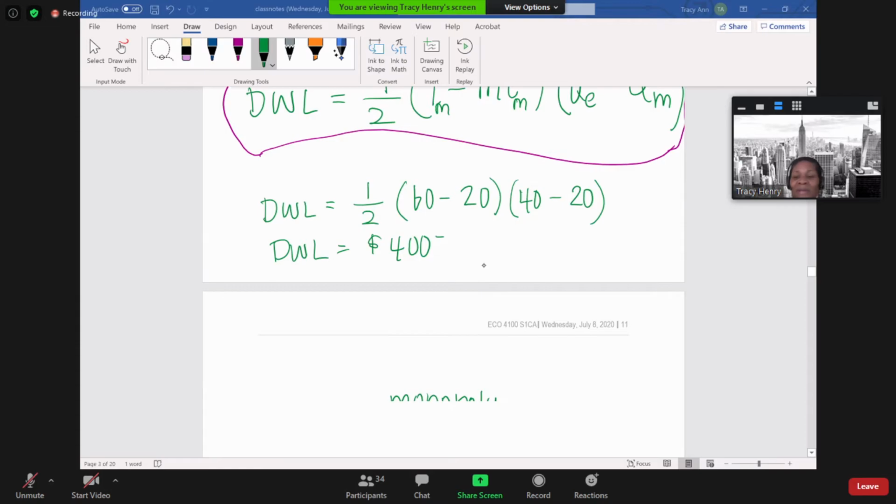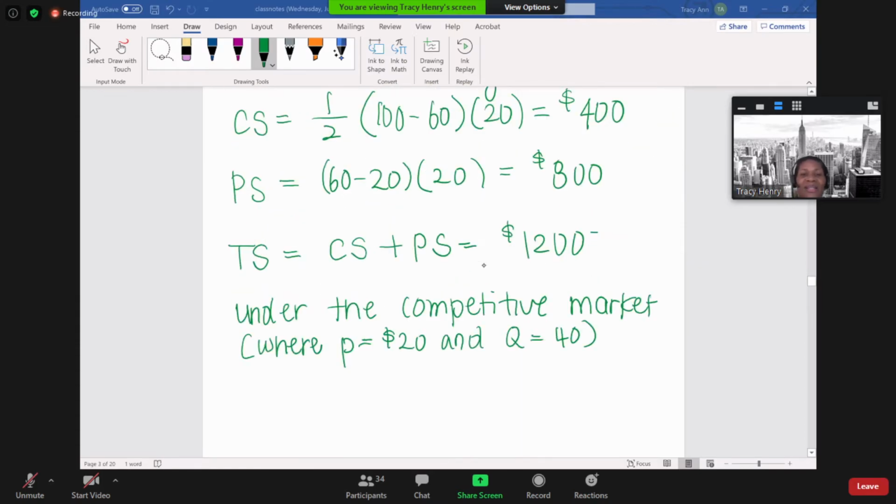So under the competitive market, the consumer surplus is equal to a half times 100 minus 20 times 40. And this is going to be 80 times 40, which is 3,200. 3,200 divided by 2 is giving you 1,600.